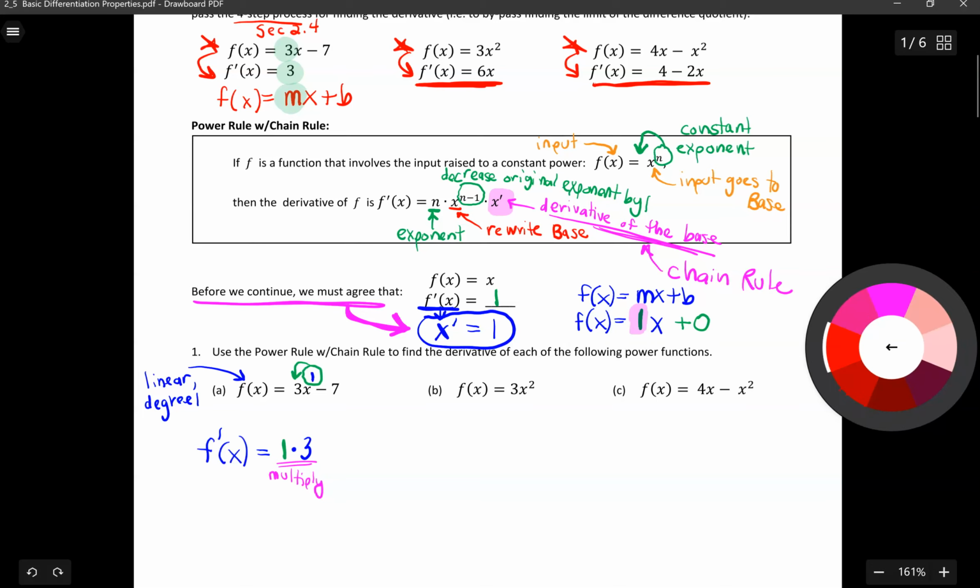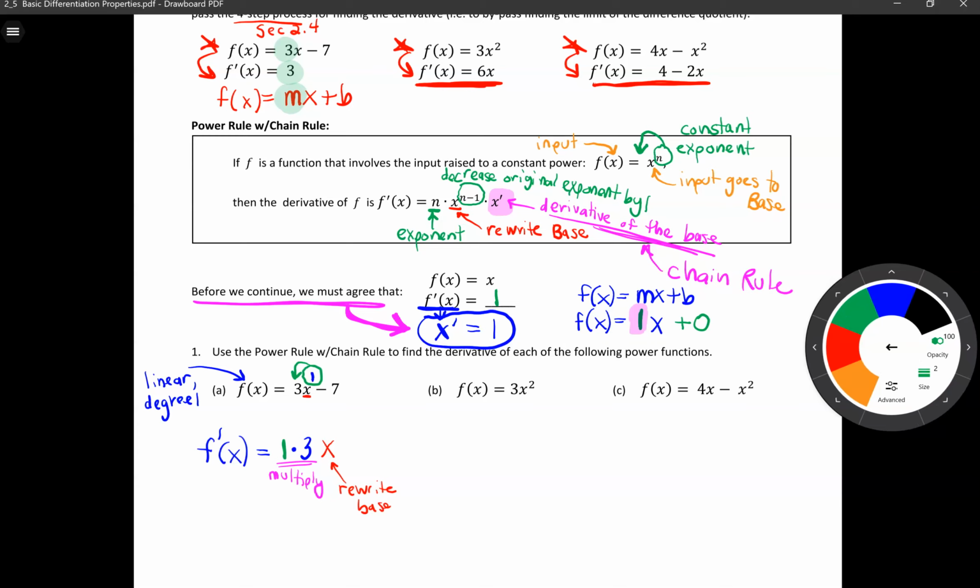Okay, then I need to rewrite the base. The base was an x, so I'm going to rewrite the base. Then I need to decrease the original exponent by 1. So if my original exponent was a 1, oops, the exponent goes on the base. The original exponent was a 1, I need to decrease it by a 1.